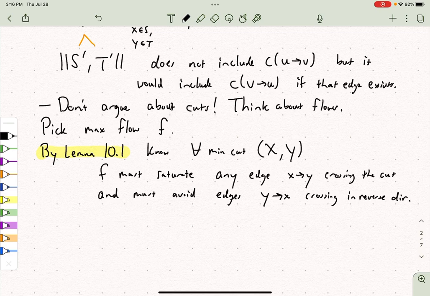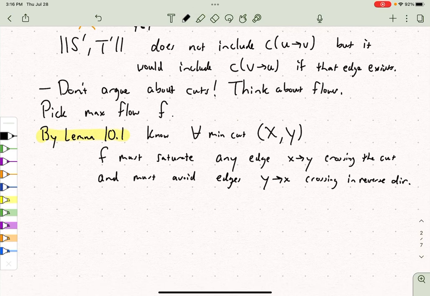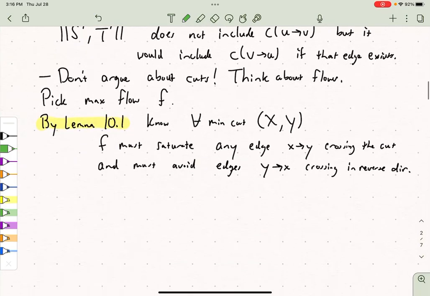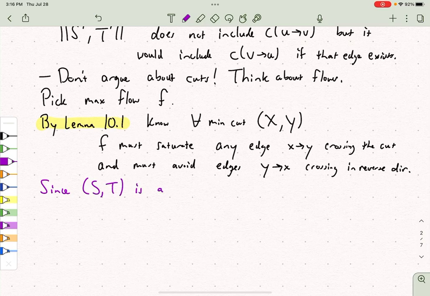So in particular, we know that F must be saturating every edge from S to T. So all of these edges are saturated, including U to V. So in particular, since by assumption ST is a min cut and F is a max flow, well, we know they're equal. The capacity of ST equals the value of F since it's a max flow.